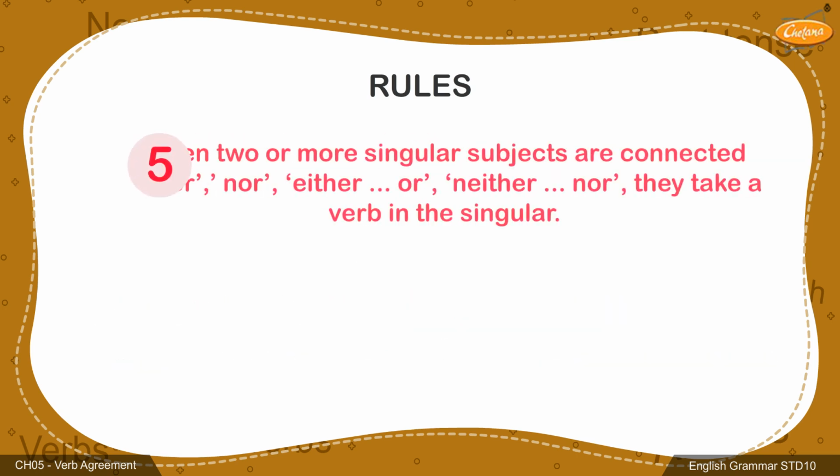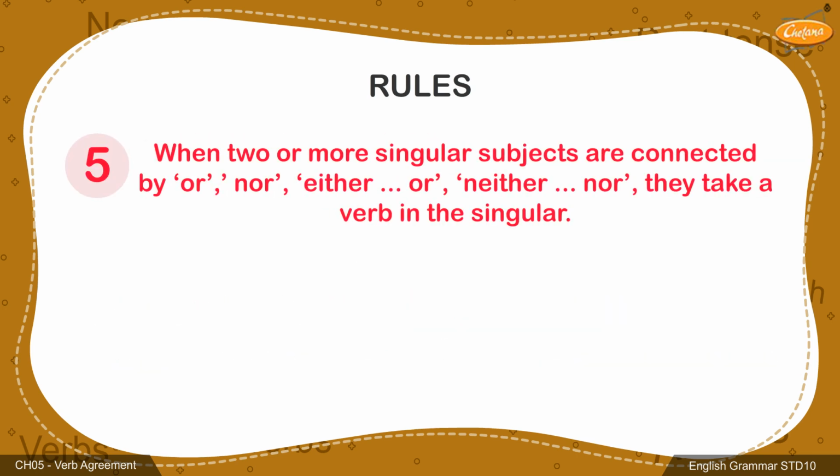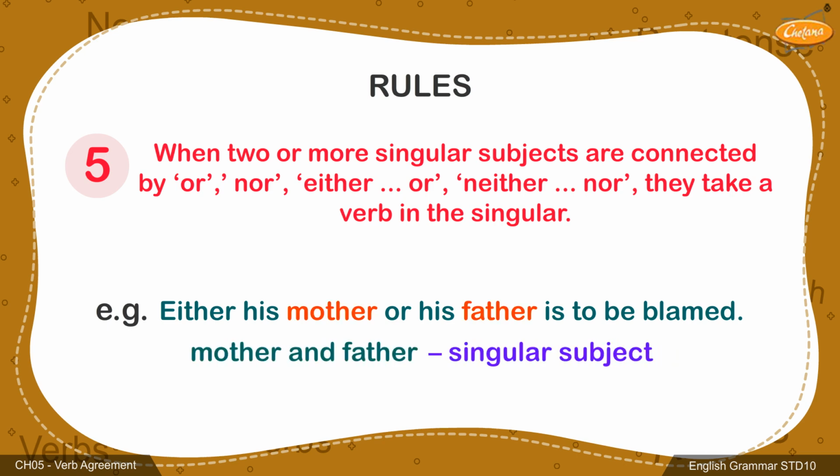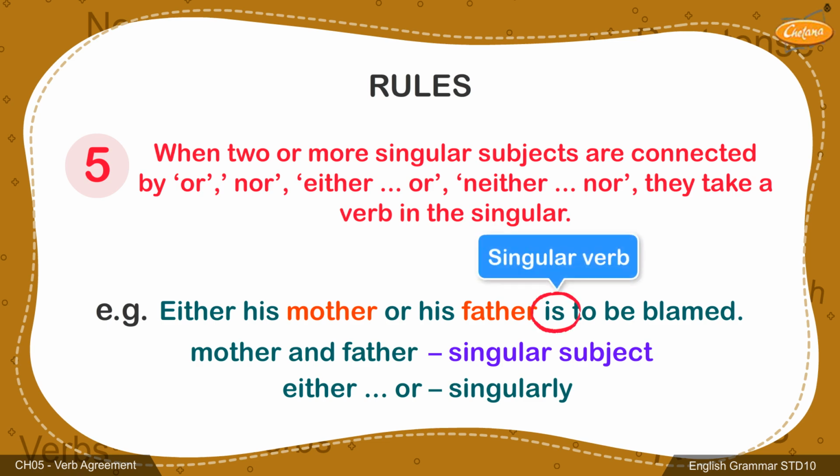In the case of the fifth rule, the subjects are connected by using conjunctions like or, nor, either or, neither nor. In such cases, the verb taken is a singular verb. Here, the singular subjects, mother and father, are connected by the conjunction either or, and since they refer to a singular subject in this case, the boy's parents, the verb is, which is singular, has been used.